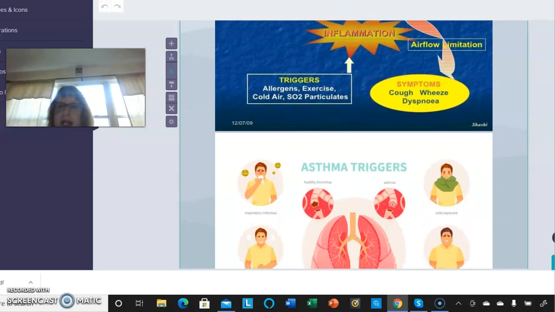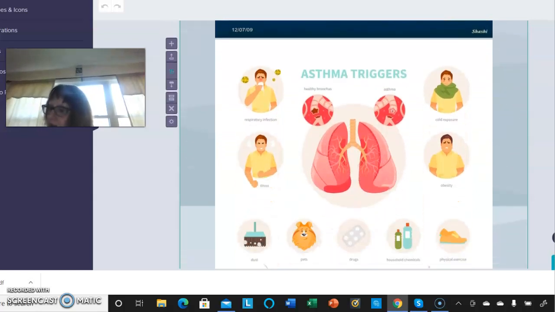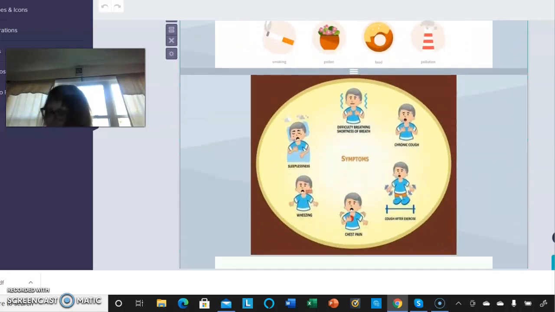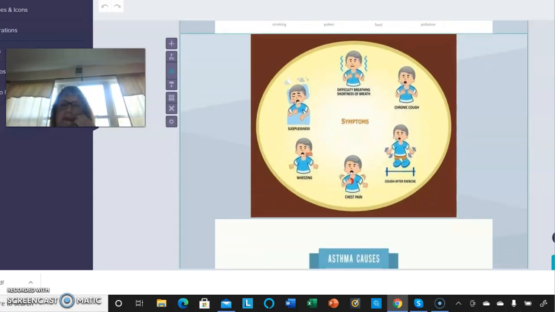Asthma triggers include allergens, upper respiratory infections, colds or flu, certain weather conditions like cold air, exercise, and emotions. Asthma can be intermittent with extended periods or it can be chronic. Clinical signs and symptoms: difficulty breathing, shortness of breath, sleeplessness, wheezing, chest pain, coughing after exercise, or the cough can be exercise-induced, and chronic cough.